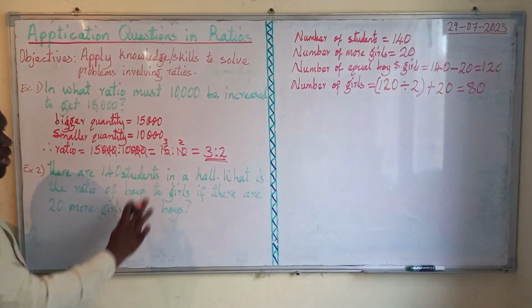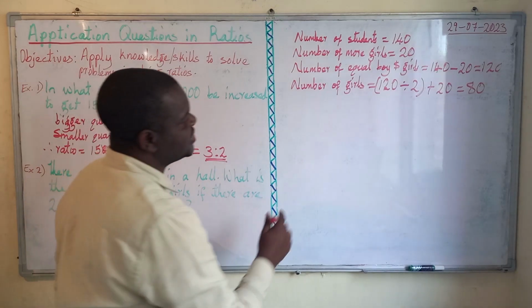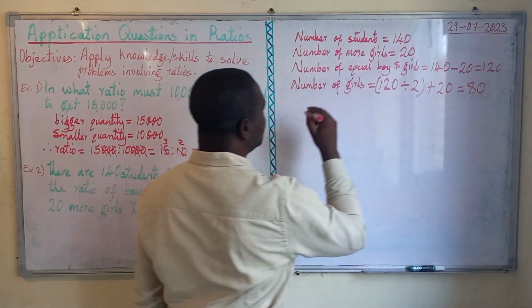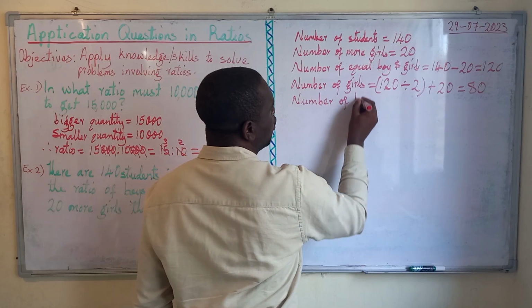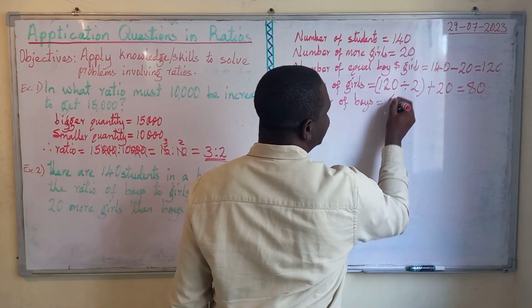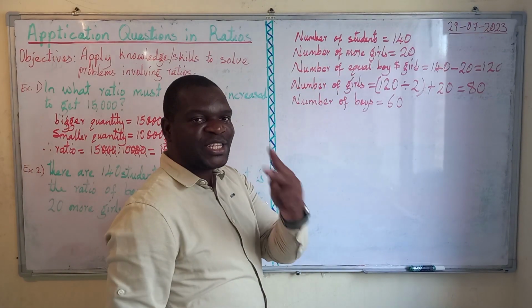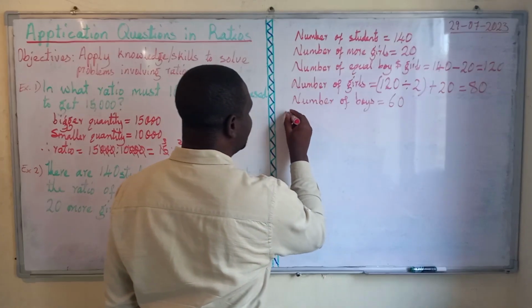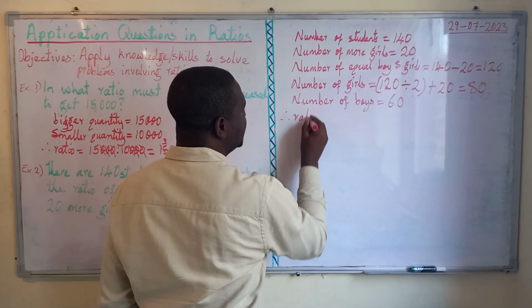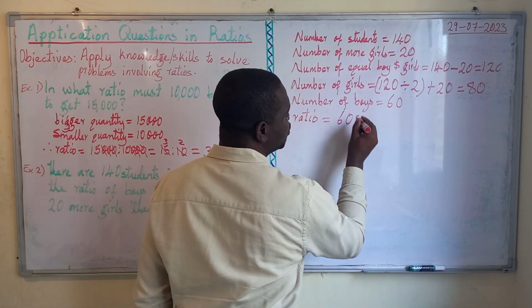They're asking us for the ratio. What is the ratio of boys to girls? From here, we automatically know the number of boys. If you want, we can state it out. Number of boys equal to 60. If you look at these two numbers, 80 is more than 60 by 20, and that is the 20 more girls than boys. And therefore, our ratio in this case will be boys first. That is 60 is to 80.